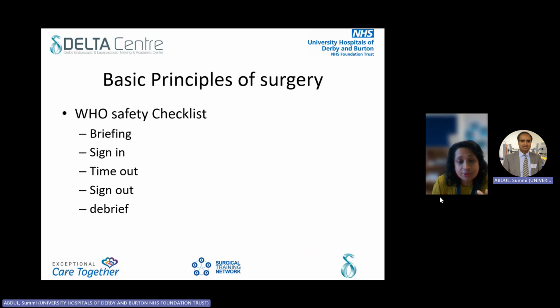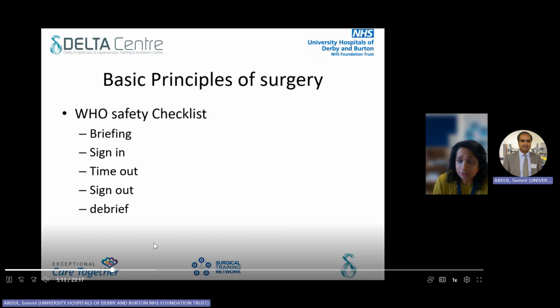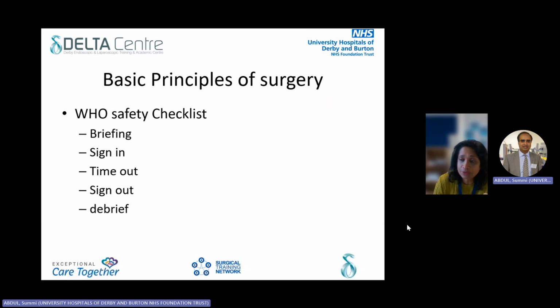You sign in when the patient comes in, so that you know what's being done. You confirm that we're all in agreement with the proposed procedure, and any concerns can be raised. When the patient leaves, there is signing out, and a general debrief at the end of the list to see what went well, identifying any factors that need correcting.